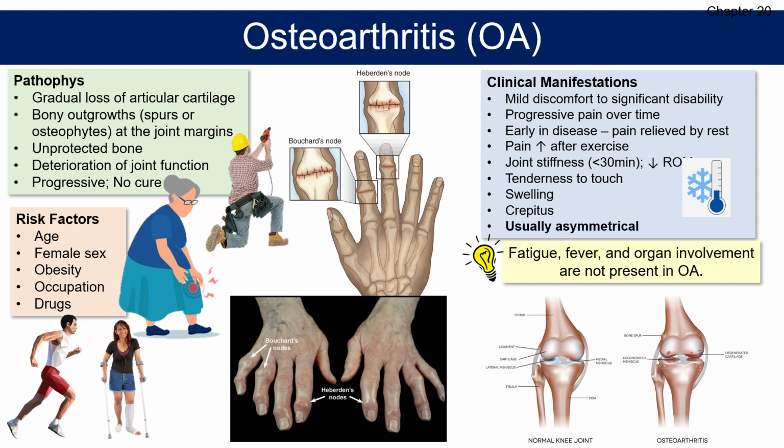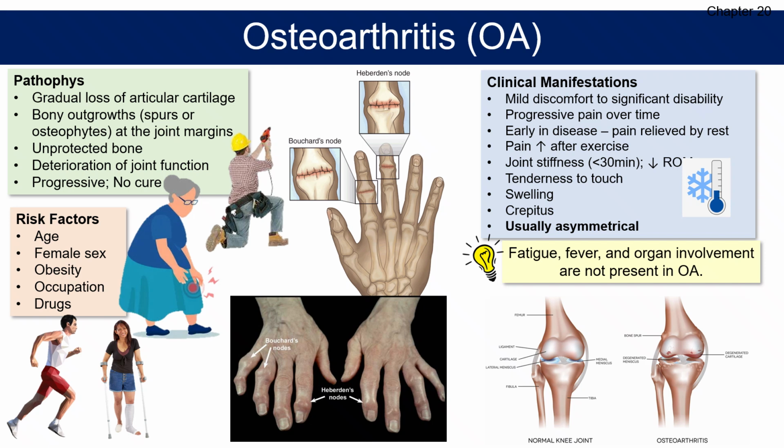Okay, so let's recap that pathophys that we just talked about. With osteoarthritis, we're going to have gradual loss of articular cartilage. We're going to have these bony outgrowths that we're going to refer to as spurs or osteophytes at the joint margins. That's our body trying to repair the site. There's going to be unprotected bone where those two bones will eventually start to rub up against each other. There's going to be deterioration of the joint function. This is progressive, which means it's only going to get worse, and there is no cure.